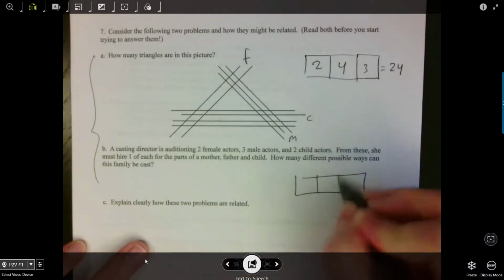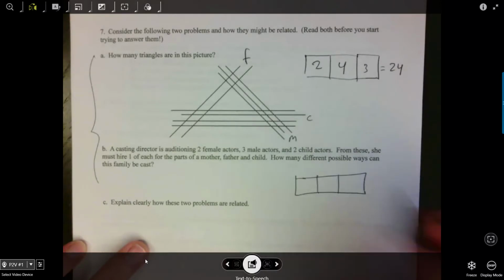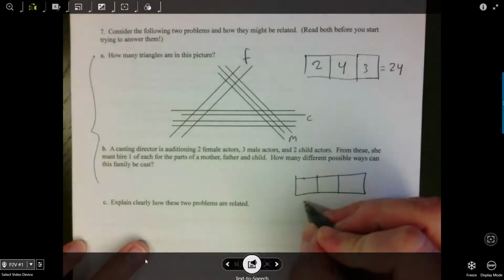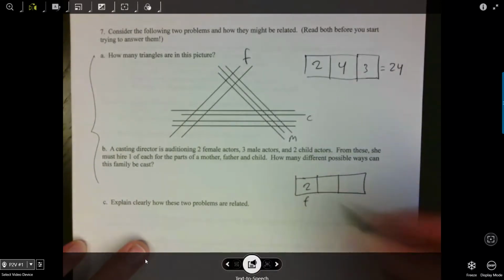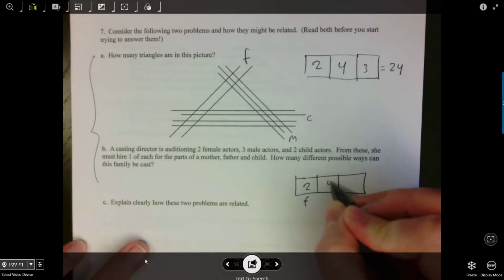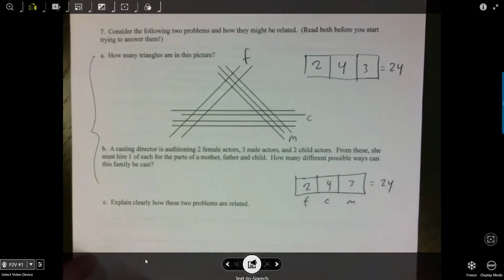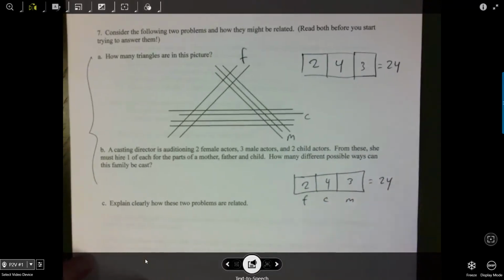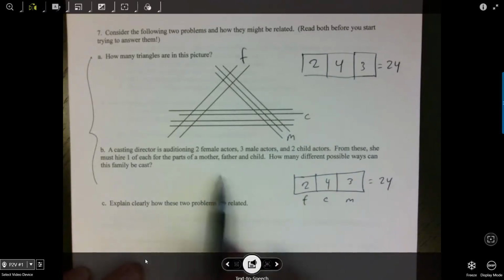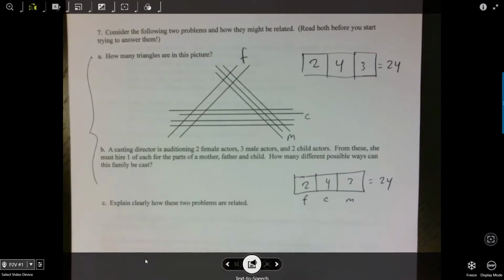So if I break this down into a fundamental counting principle, there's 2 choices for my female actor, there's 4 choices for my child actor, and there's 3 choices for my male actor. And that gives me 24 possible casts. So another example of how the counting problem may require you to think a little bit about what it is exactly that we're choosing in order to construct the possibilities that we're trying to count.